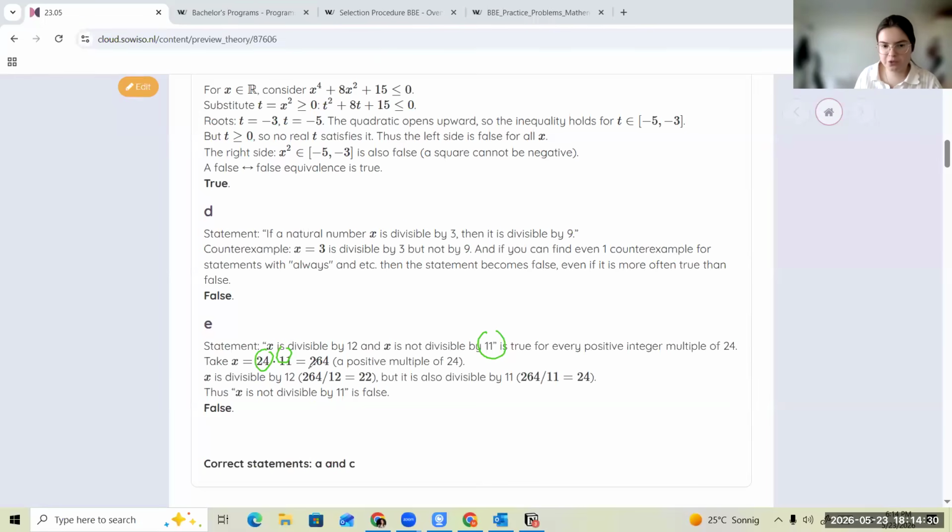So this is a positive multiple. So the multiple is this result. You do 24 times 1, so 24 is a multiple of 24. 24 times 2, 48, is a multiple of 24, and so on and so forth. So 264 is a multiple of 24 when you multiply it by 11, which is a positive integer. And it also happens to be divisible by 12, giving you 22 without any remainder. So therefore this is false. There is such an example where it is divisible by 12 and also divisible by 11.